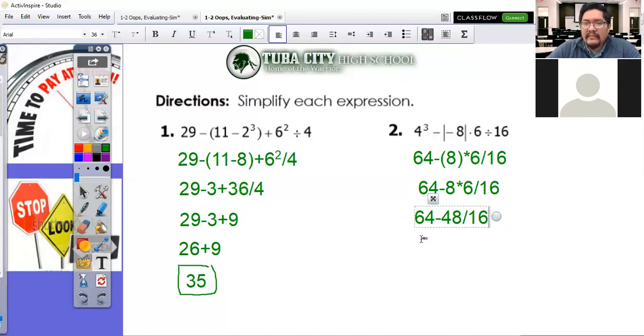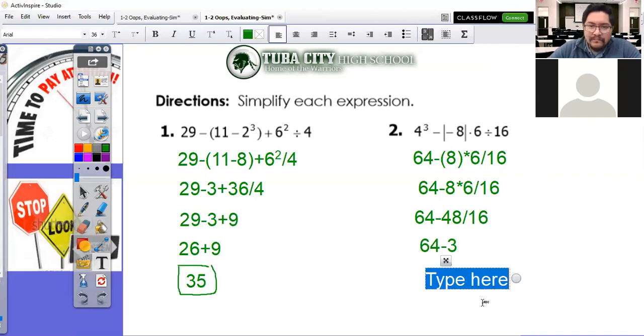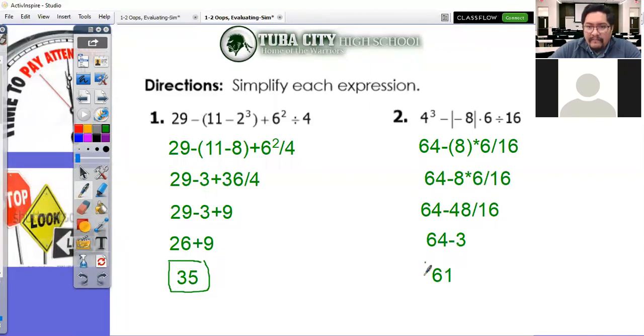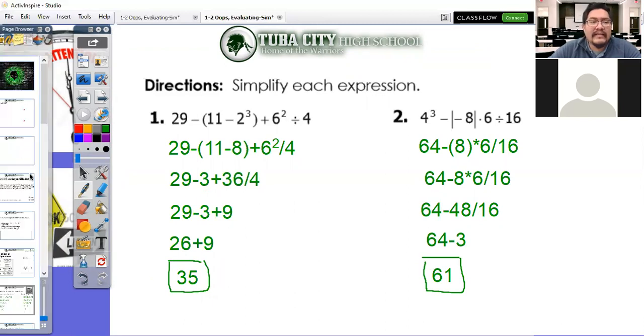And 48 divided by 16. So 48 divided by 16, and I'm pretty sure I know what that is. 16, 32, 40. Okay, yeah, it is going to be 3. Excuse me. And then 64 minus 3 is 61. So there we go. We've gotten this thing entirely simplified. So we only have one number. Can't get any more simple than that.